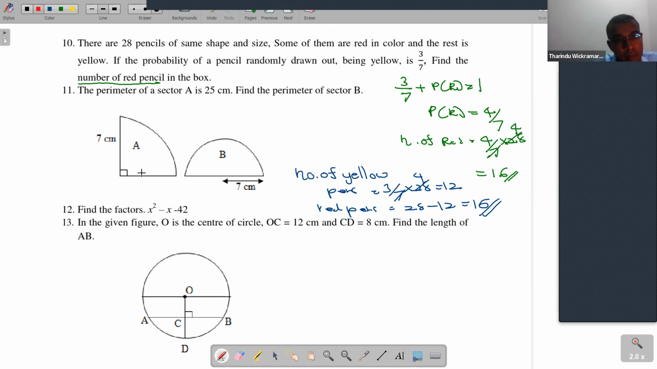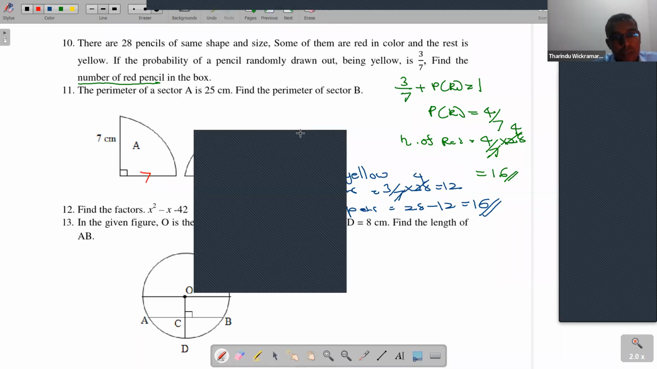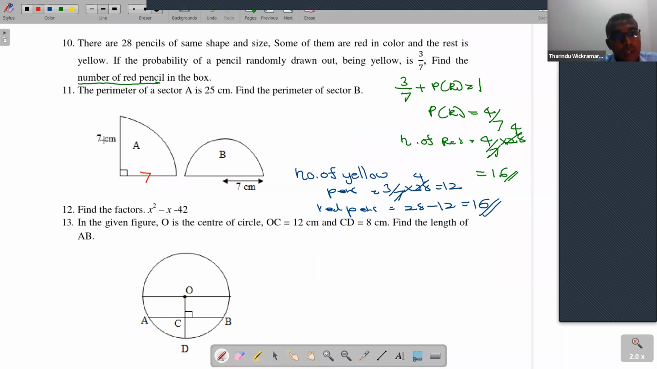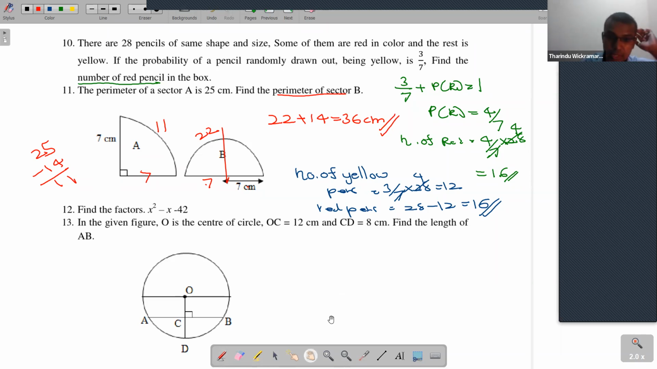So here radius is 7 means this one is also 7. So perimeter is 25. Now here 14 is there. So 25 minus 14, now this one is 11. So radius 7, 1/4 of circle is 11. Here half of circle. So this one is 11, this one is 11, this is 22. So same radius. This is 7 plus 7. So they are asking the perimeter, right? Not the arc length. So 22 plus 14, 36 centimeters. Right.